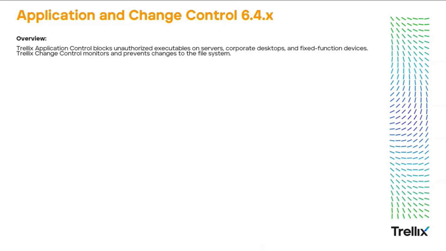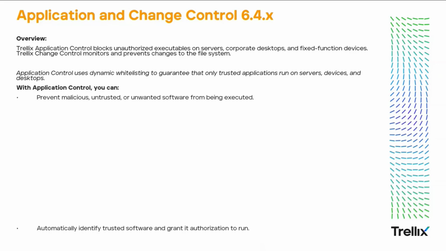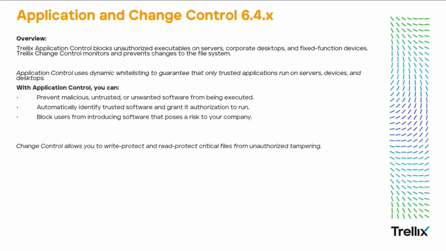Now, application control uses dynamic whitelisting to guarantee that only trusted applications run on the server, devices, and desktops. With application control, you can prevent malicious, untrusted, or unwanted software from being executed, automatically identify trusted software and grant it authorization to run, and block users from introducing software that poses a risk to your company.